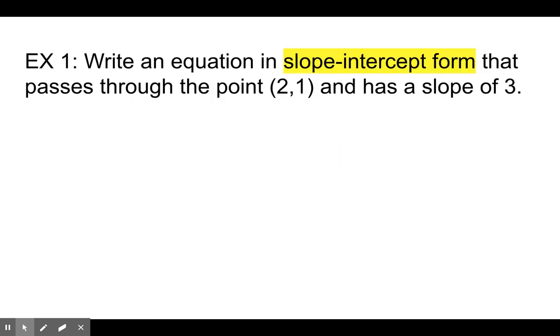So you want to write an equation in slope-intercept form that passes through the point (2, 1) and has a slope of 3. So the first thing we need to do is find m. Well, our m is already given, so we don't need to find it this time. It's 3 because we were told that. And we're going to use (2, 1) as our point.